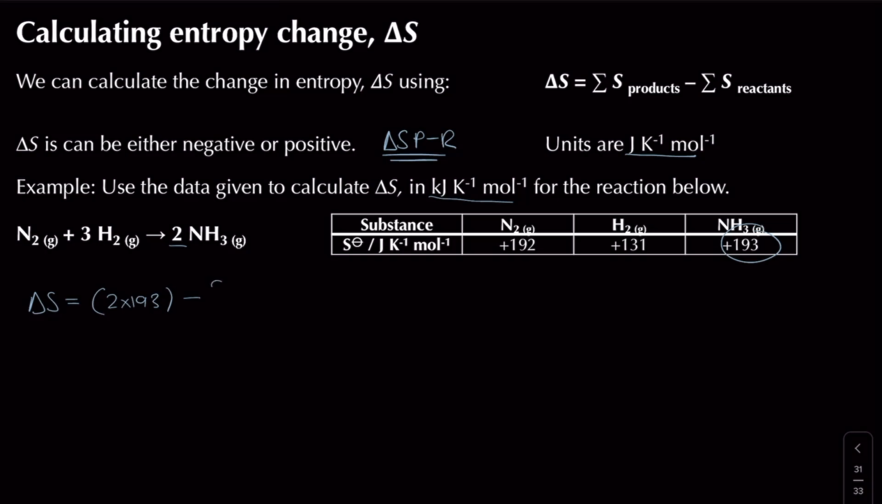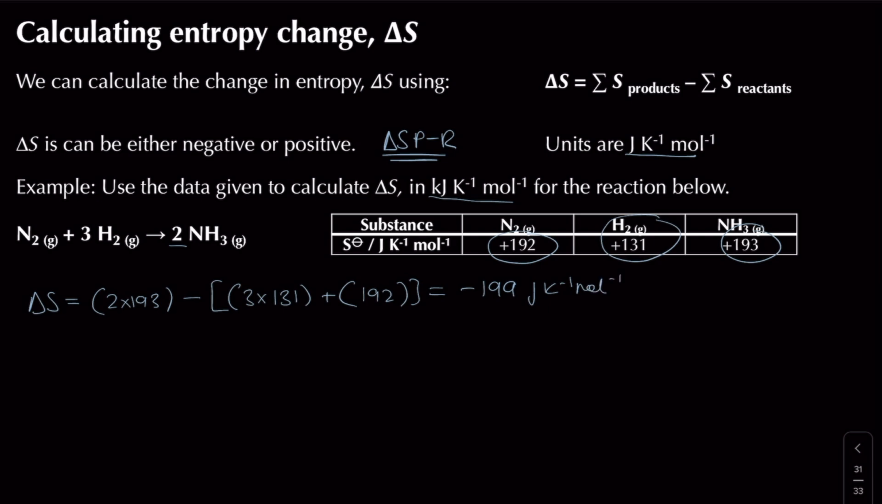I've got 3 lots of hydrogen. So 3 times hydrogen, which is of course 131. And then I'm going to add that to nitrogen, which is going to be 192 itself. Of course, if I put that in my calculator, I end up with the following, which is 199 but negative, and the units so far is going to be joules per Kelvin per mole itself. Now of course we need to get that into proper units that the examiners actually asked for.